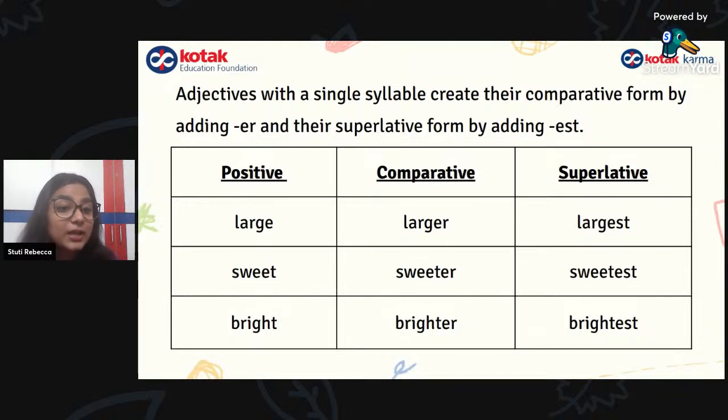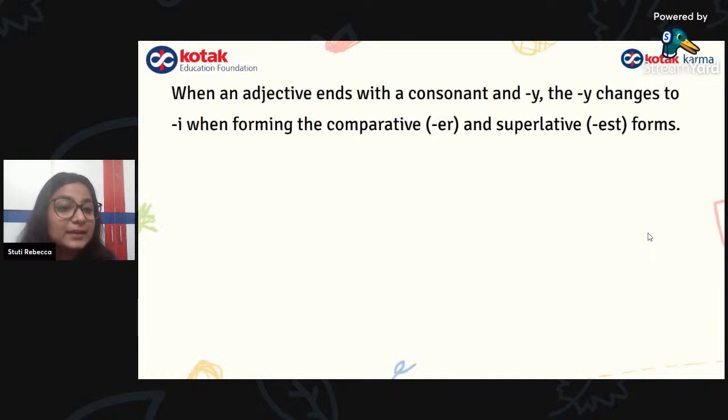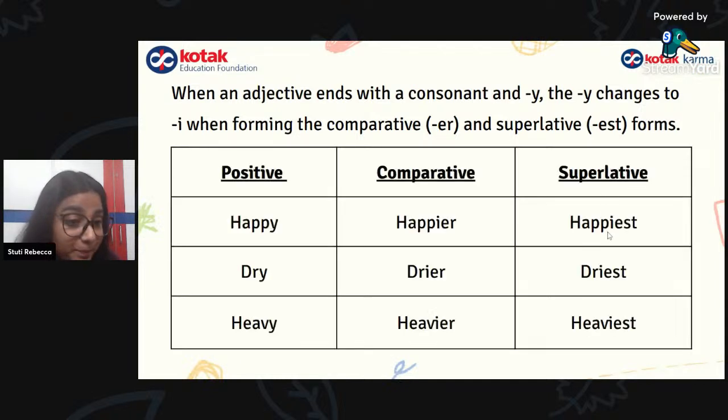Again, when an adjective ends with the consonant y, the y changes to i when forming the comparative er and superlative est. For example, if there are any words with consonant y, it will change to i. Look at these examples. Happy changes to happier and happiest. Dry will change to drier and driest. Similarly, heavy will change to heavier and heaviest.